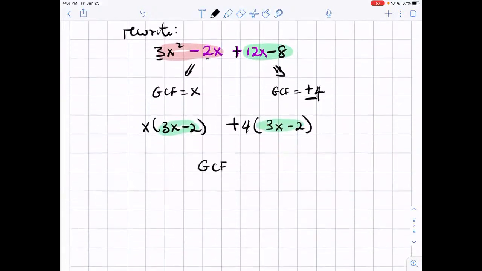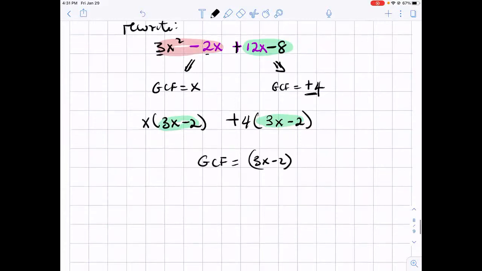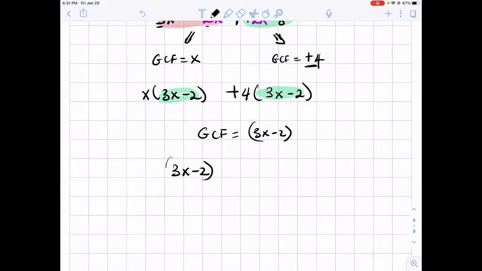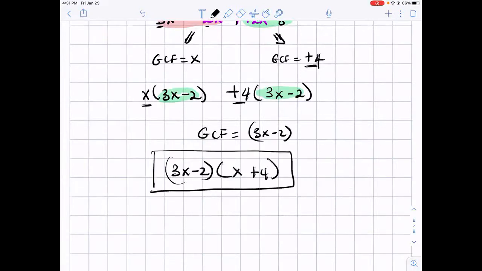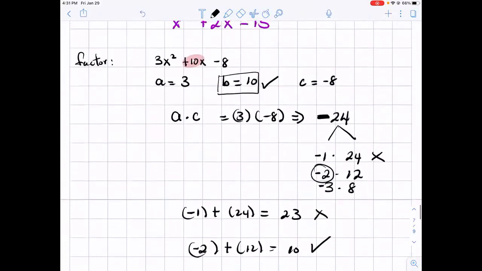So the GCF again is 3x minus 2. And if I take out 3x minus 2, I will have left x and a plus 4. So here are the two factors. Notice in this problem that the value of a wasn't 1, the value of a is 3. And hence that's the reason I like factor by grouping. So you don't have to learn a different method when a is 1 or when a is 3. It does not matter.